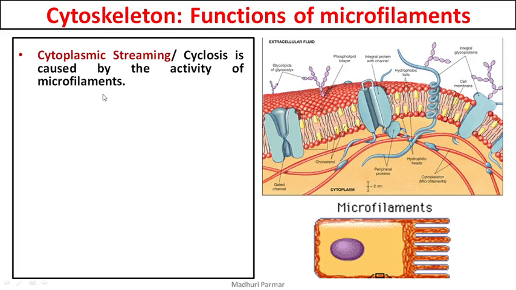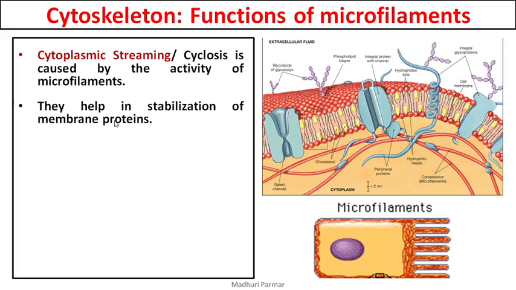Now, functions of these microfilaments. The first function is cytoplasmic streaming or cyclosis. Remember, we saw in that video how the chloroplast move around in a cell, near the periphery. So this cyclosis, which is important for movement or even distribution of different molecules, is actually caused by activity of microfilaments. Remember this. They help in stabilization of some membrane proteins.